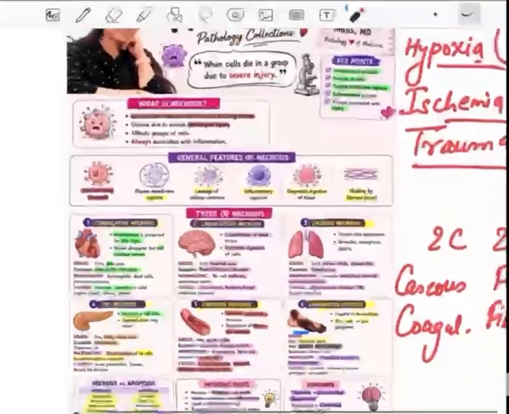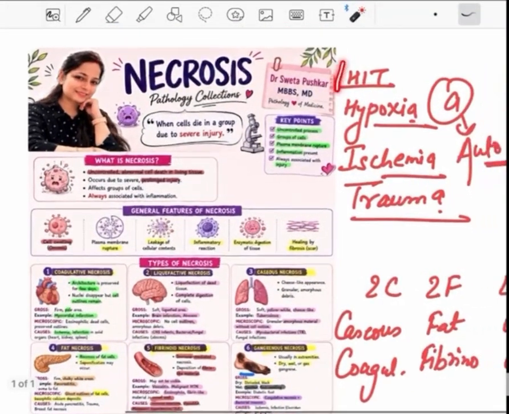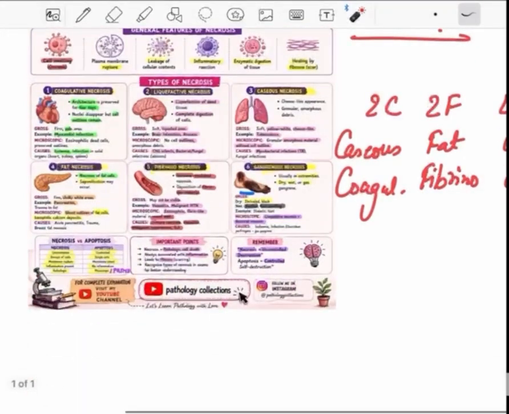This was full necrosis in a single page. We'll remember the causes of necrosis with the mnemonic HIT. HIT is hypoxia, ischemia, trauma, and lots of A's: autoimmune, that is fibrinoid necrosis. To remember the types of necrosis, we can remember 2C, 2F, and LG. 2C: caseous necrosis, coagulative necrosis. 2F: fat necrosis and fibrinoid necrosis. LG: liquefactive necrosis and gangrenous necrosis.